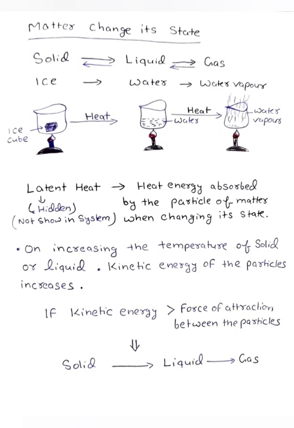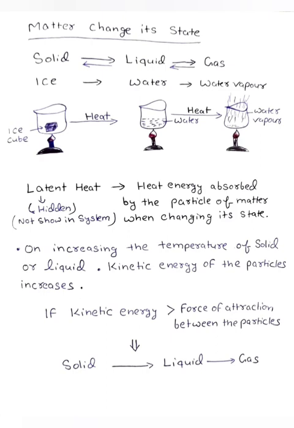Now, how matter changes its state: solid into liquid, liquid into gas, and vice versa. If we take an ice cube in a beaker and apply heat, it changes its state into water. Further application of heat leads to a different state, that is water vapor. Now we come to a new term, latent heat.